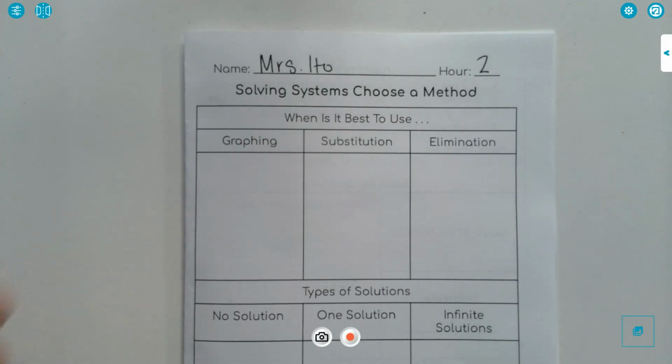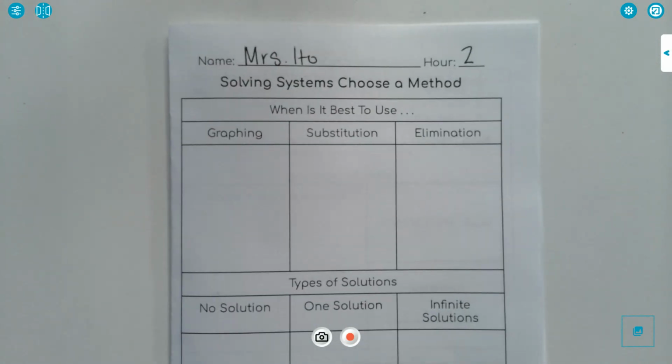It's essentially another assignment that covers all three different methods of solving. So 3.1 and 3.2, 3.4 and 3.5, 3.6 and 3.7. So we have these three different methods.